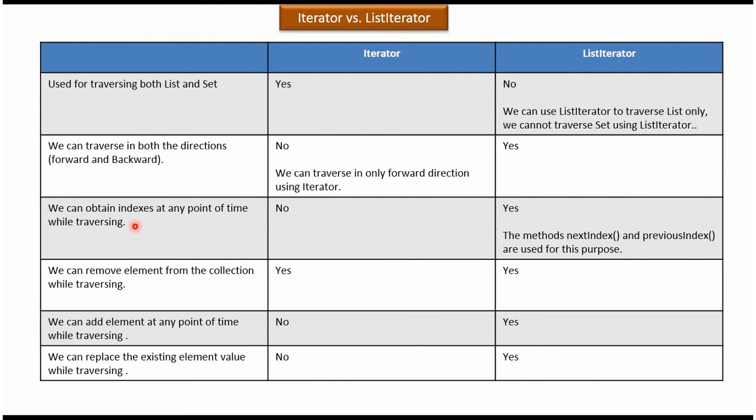We can obtain indexes at any point of time while traversing. In case of iterator, no. In case of list iterator, yes. To obtain indexes, a list iterator supports nextIndex and previousIndex methods.